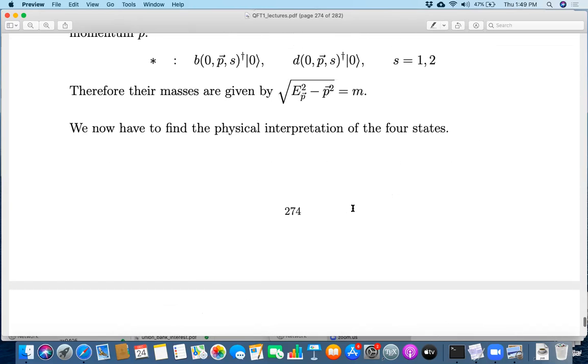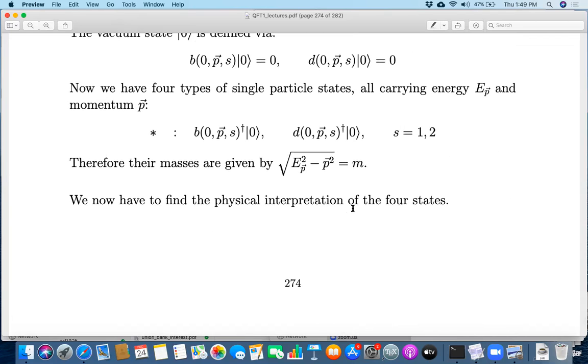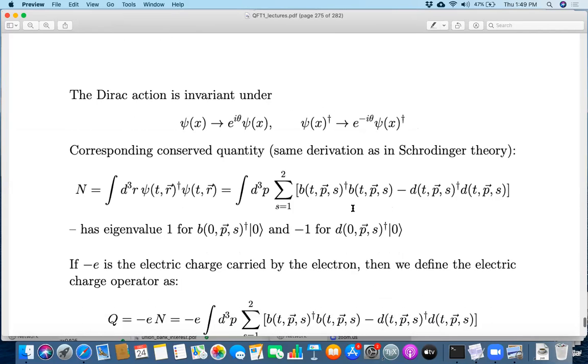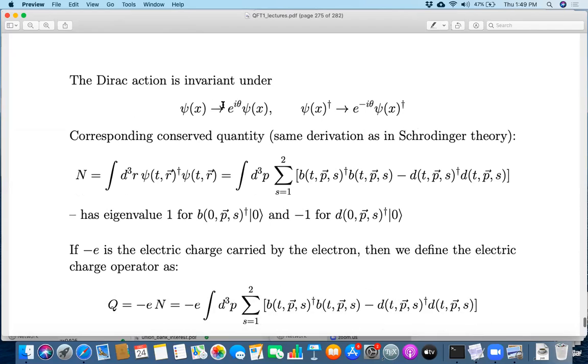Okay, so now we are going to try to interpret these 4 states, and we'll do this again by invoking symmetries of the problem. To do that, we notice the Dirac action is invariant under this phase transformation. Psi goes to e to the i theta times psi, and psi dagger goes to e to the minus i theta times psi dagger, because it has the form of psi dagger times some operator times psi. Same as what happened for the Schrodinger theory. This symmetry was in fact present also in the Schrodinger field theory.